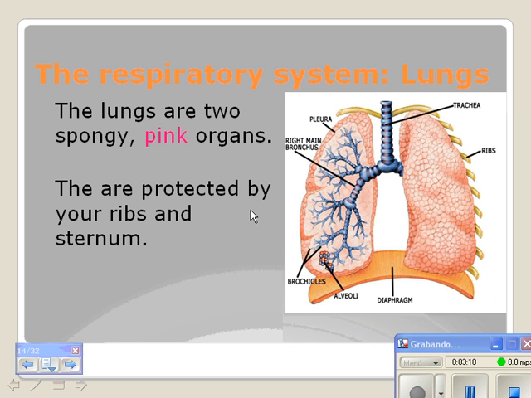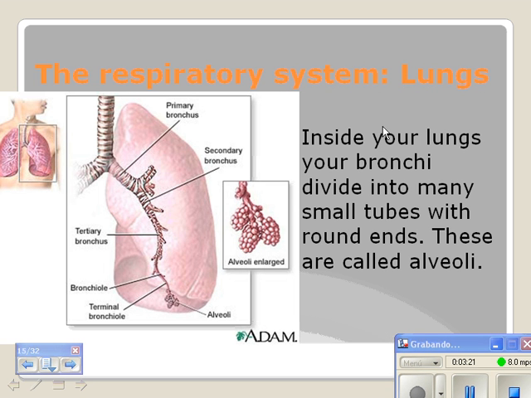The lungs. The lungs are 2 spongy pink organs, and they are protected by your ribs and your sternum. Inside your lungs, your bronchi divide into many small tubes with round ends. These are called alveoli.